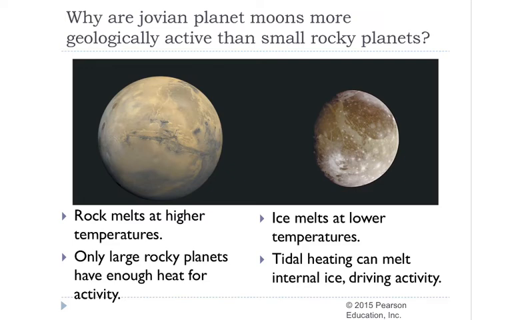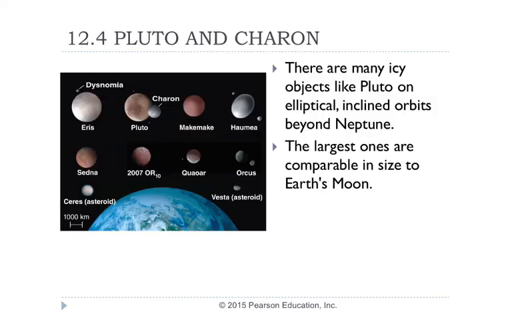For terrestrial planets where we have rock, metals, we need higher temperatures for those to make things geologically active. So that leads us into Pluto. And here's kind of a collection of other objects that are beyond Pluto in the Kuiper belt here. Pluto lies beyond the orbit of Neptune and was considered at one point the ninth planet. That was modified in 2006 when larger objects beyond Pluto were also detected.